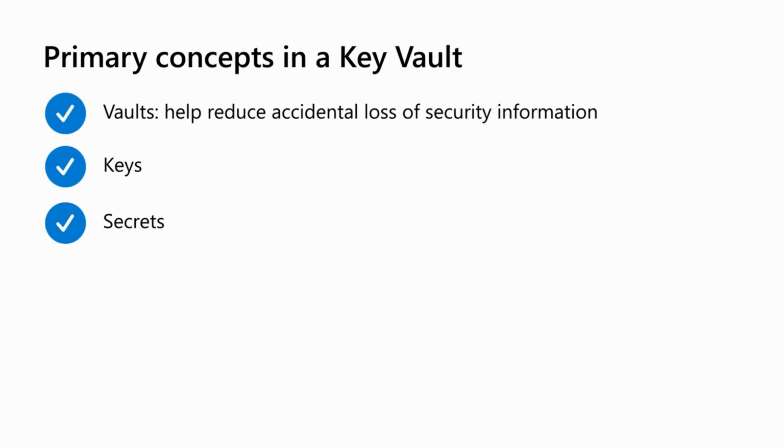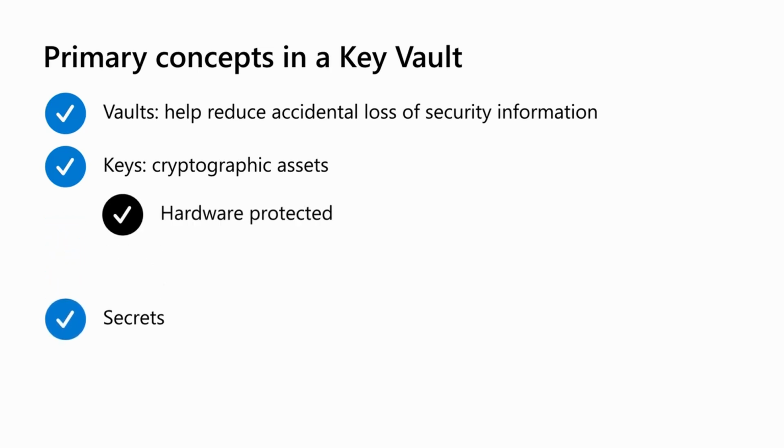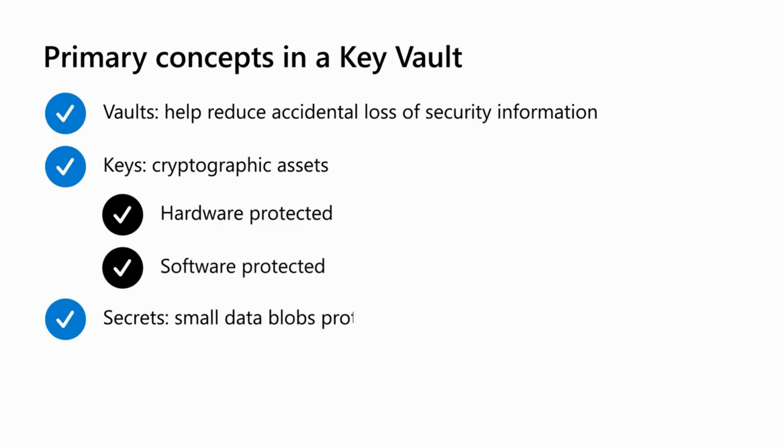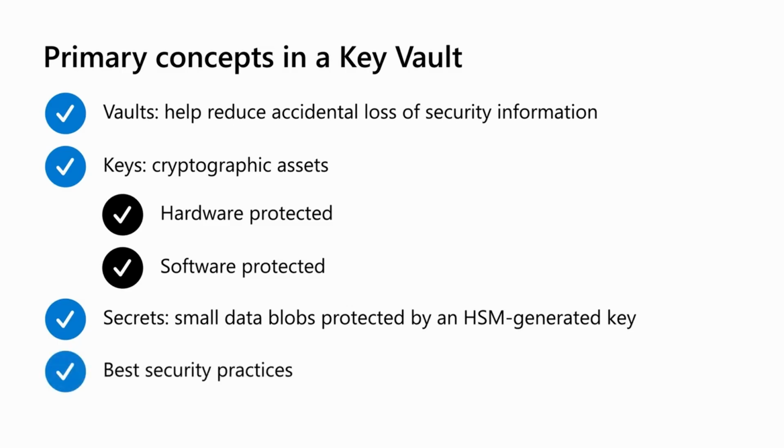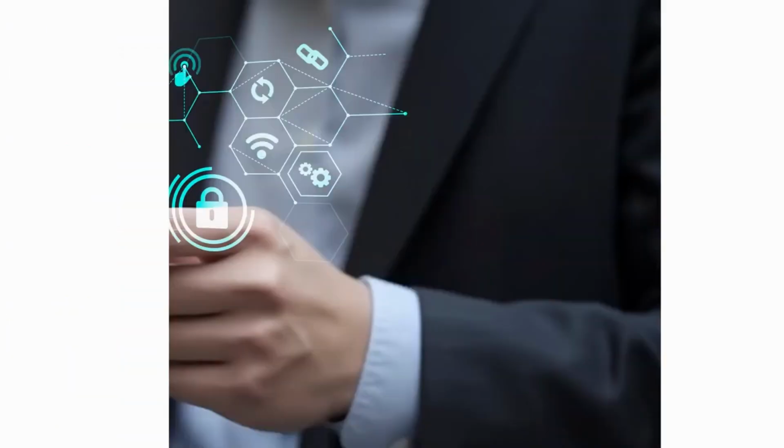Keys, the central actor in the Key Vault, are cryptographic assets destined for a particular use. There are 2 variations of keys in the Key Vault: hardware protected and software protected. The secrets are small data blobs protected by an HSM-generated key created with an Azure Key Vault. You were also introduced to the best security practices for using Key Vault.